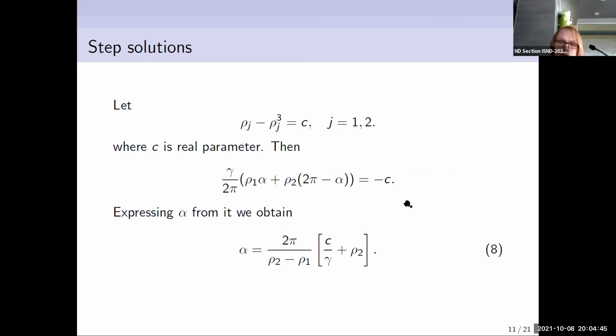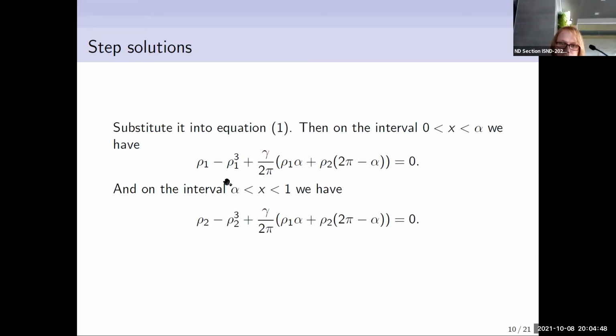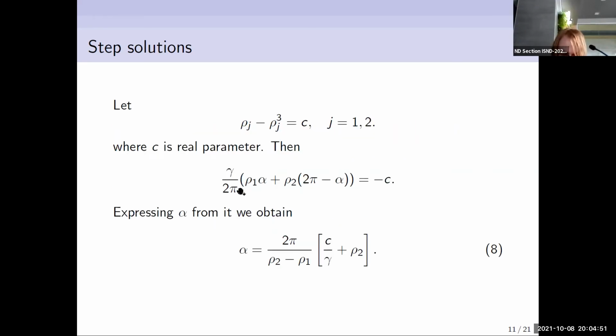So to solve the system of two equations, we need a real parameter c such that this equality holds. And then we have this equation. From it, we can express the alpha. So if we solve this equation and have two solutions of this equation, we can substitute it into it. So we can see the alpha. Later, I will show you the graphs of alpha of C.